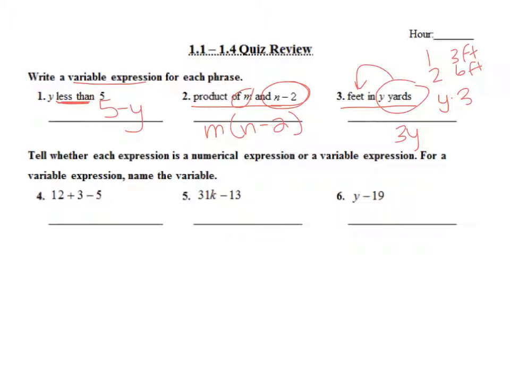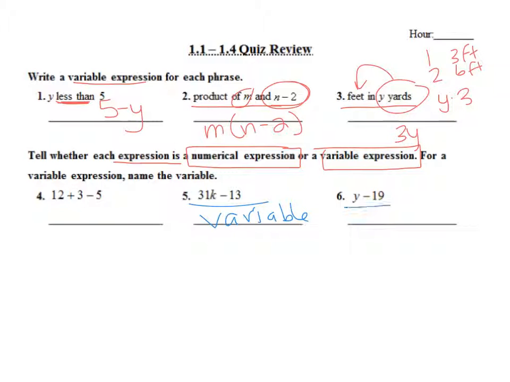In the second part, tell whether each expression is a numerical expression or a variable expression. So if there's a variable in it, it's going to be a variable expression. So this one is a variable expression. This one is a variable expression. And this first one is numerical. So here are the variables right here. That's why these two are variable.